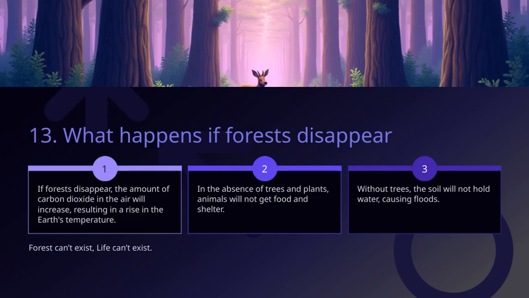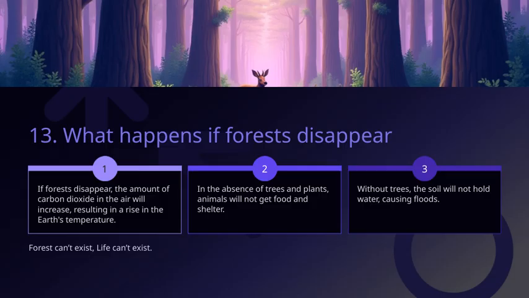Next, if forests can't exist, then life as we know it can't exist either. Trees and plants provide food and shelter for countless animals. Without these resources, many species would struggle to survive, which would have a ripple effect across ecosystems.